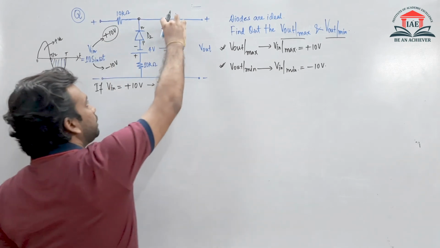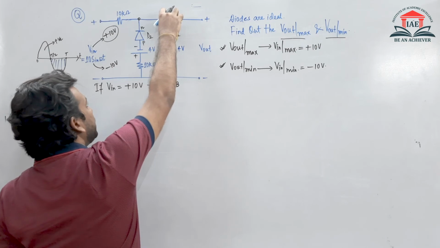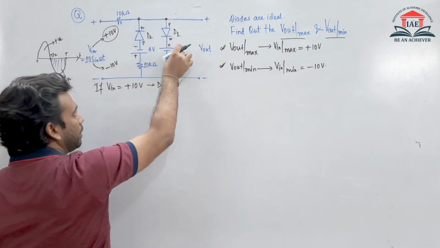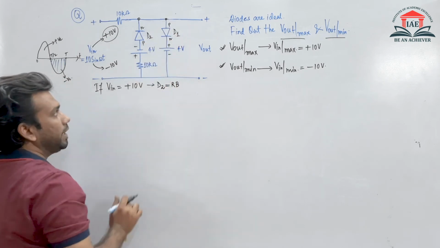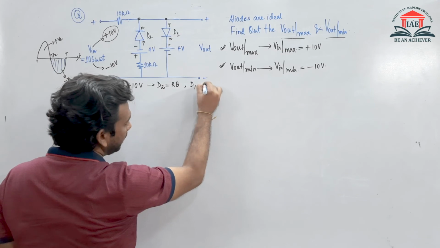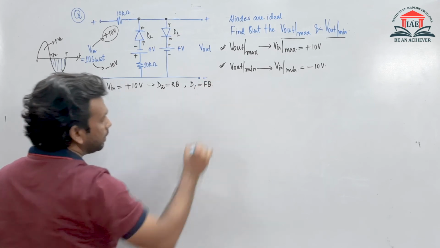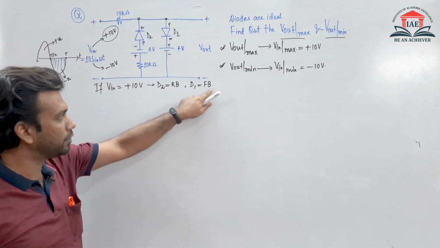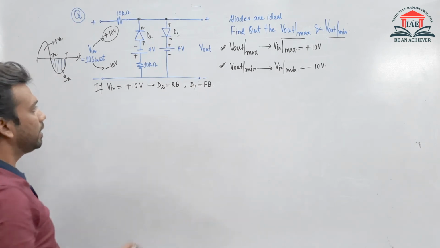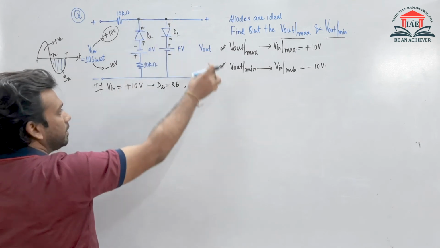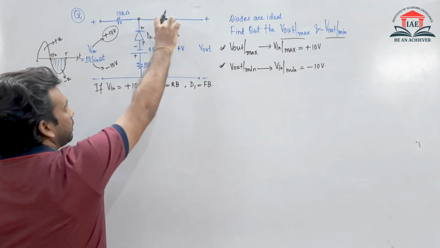Similarly, for this D1 diode, the P side has plus 10 connected and the N side has +4. So that means Vp is greater than Vn. So the D1 diode will be forward bias. So if D2 is reverse bias and D1 is forward bias, then the D2 diode will be open circuited and the D1 diode will be short circuited.